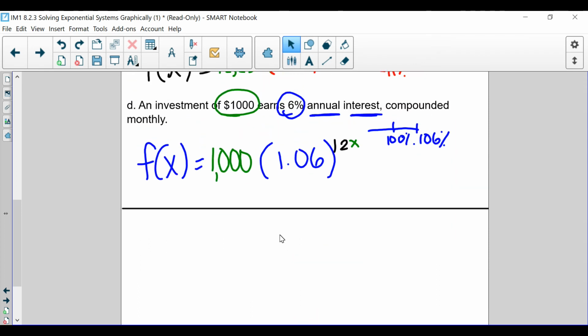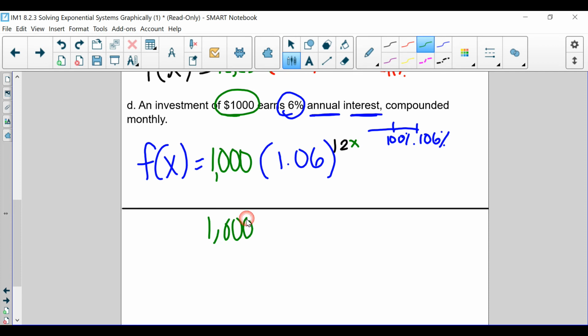Let's say you have the investment for 2 years. That means x would be 2, right? And so what happens is, if you did that for 2 years, you would say, okay, it was 1,000 times 1.06 and then 12 times the 2 years, right? See that? So then it becomes 24. And isn't that how many months it is?